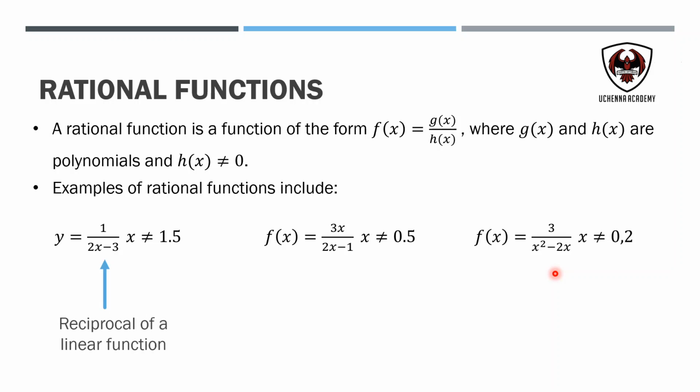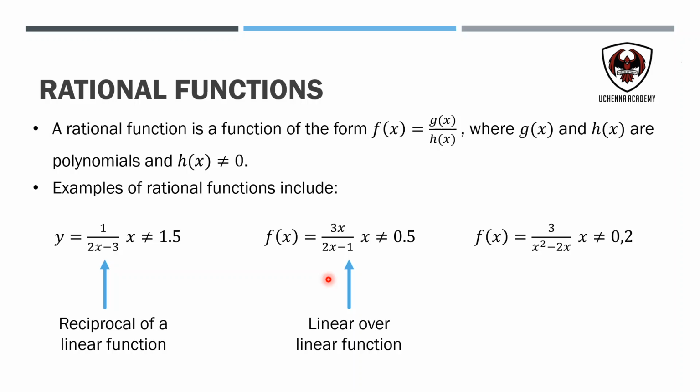The first example here is called reciprocal of a linear. You can imagine this function could have been a linear function, y is equal to 2x minus 3. And if we reciprocate it or make it 1 over that, we'll get this. So this is called reciprocal of a linear, and that's actually what we're going to be focusing on in this lesson.